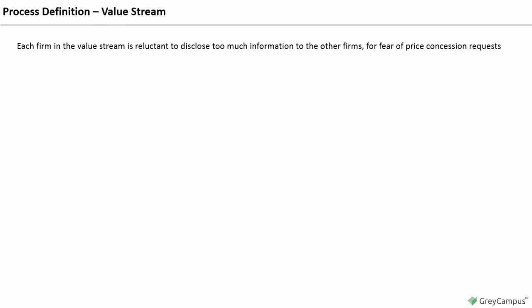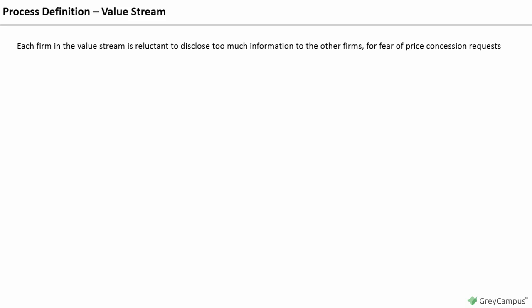Each firm in the value stream is reluctant to disclose too much information to the other firms for fear of price concession requests. A voluntary alliance of the members of the value stream must be developed in order to eliminate the muda hidden in the value stream.